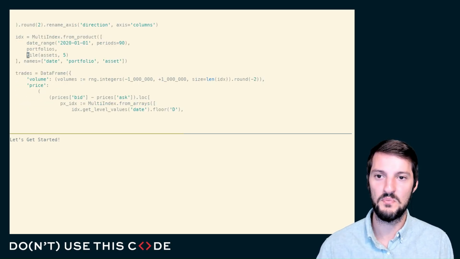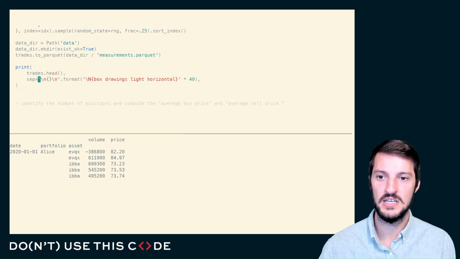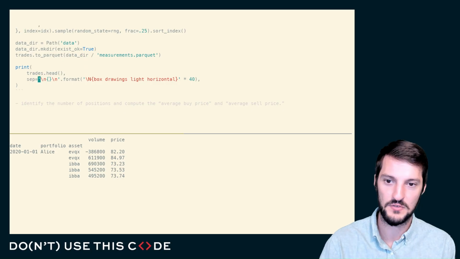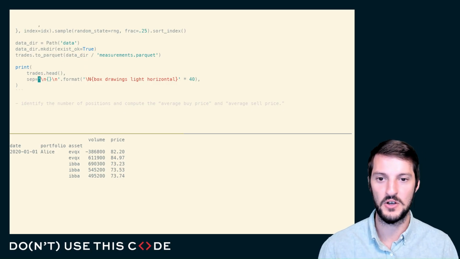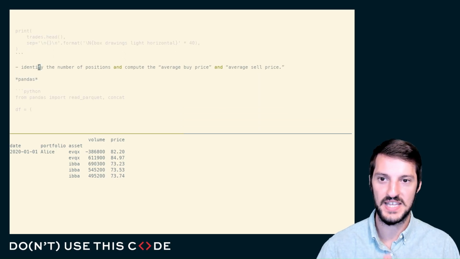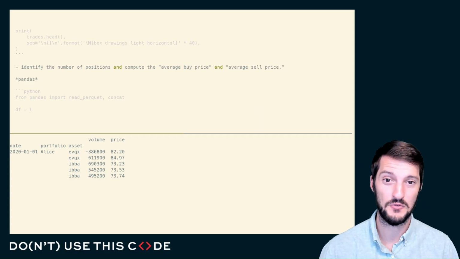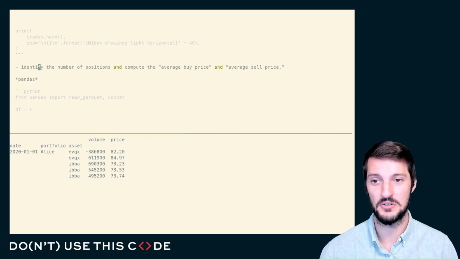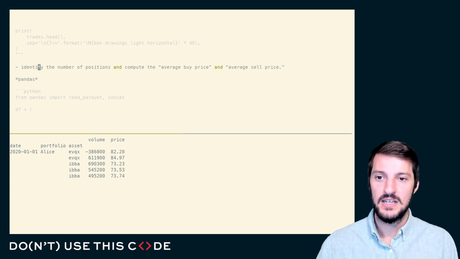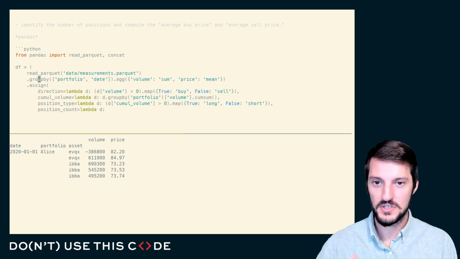So let's go ahead, I'll make my data and show those data to you. This is just the first 5 rows. You can see that we have different dates, different portfolios, so different traders, and different assets, and of course a volume and a price for each of those assets. Our first question is asking us to identify the number of positions and compute the average buy price and the average sell price. Now in pandas, we'll of course read in our data, which looks exactly as above.